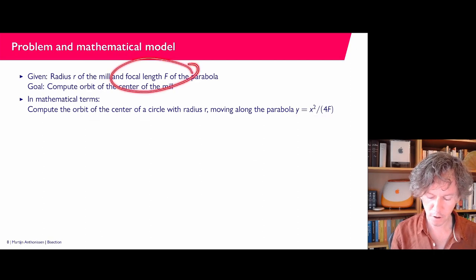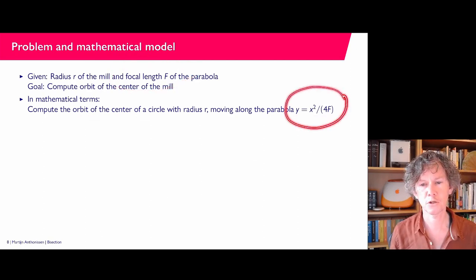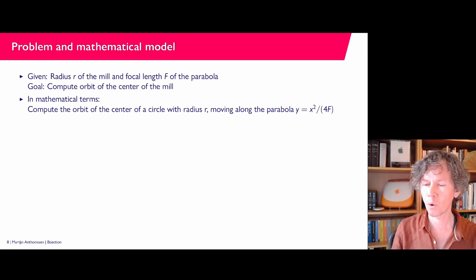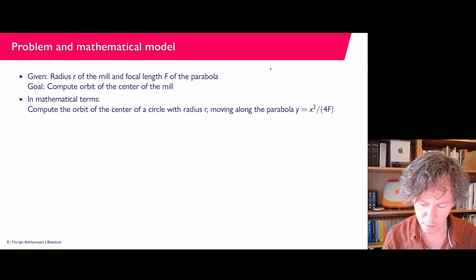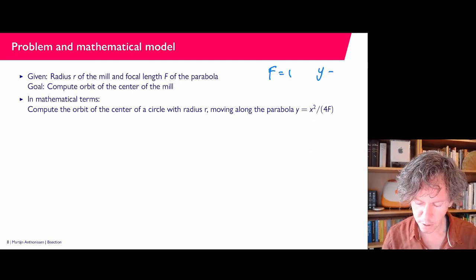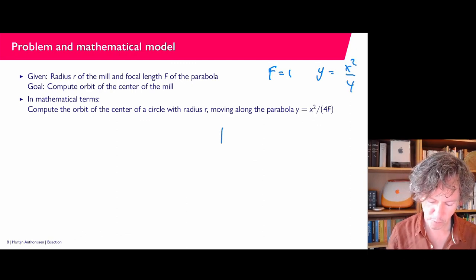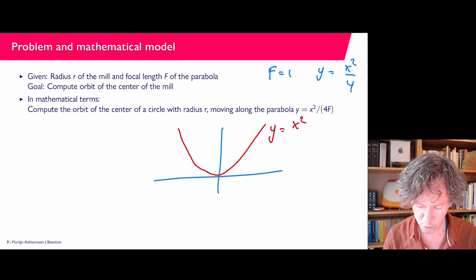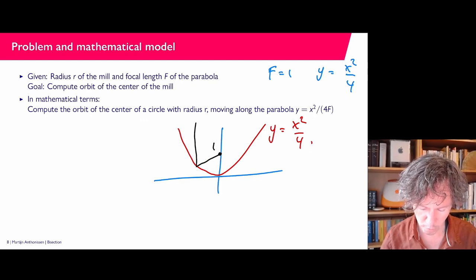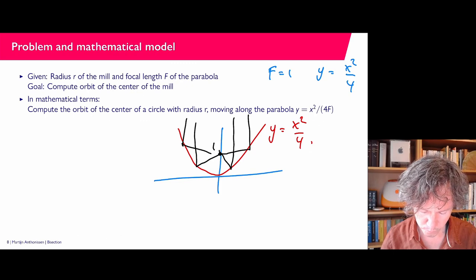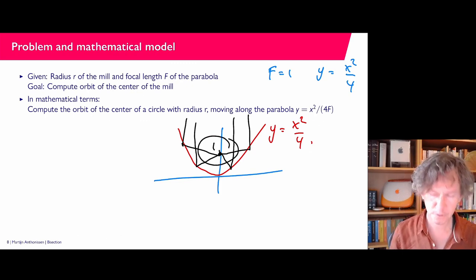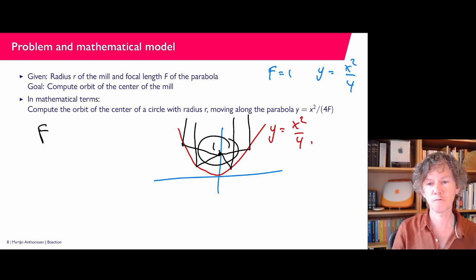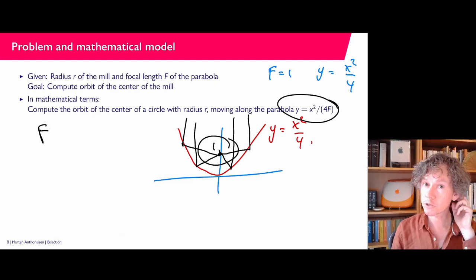So a parabola with focal length f has this equation: y equals x squared over 4f. f is just some number. If you take f equal to 1, then y is x squared over 4. And then basically what that tells you is that if you have this parabola, y equals x squared over 4, then the light rays are being reflected and they all go through 1 on the vertical axis. So that is what it tells you. And in general, this point here is f on the vertical axis, the focal point, if you take this formula.